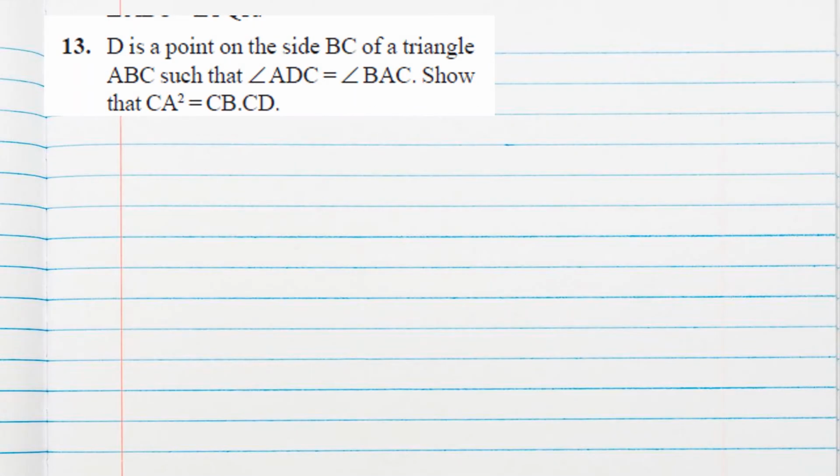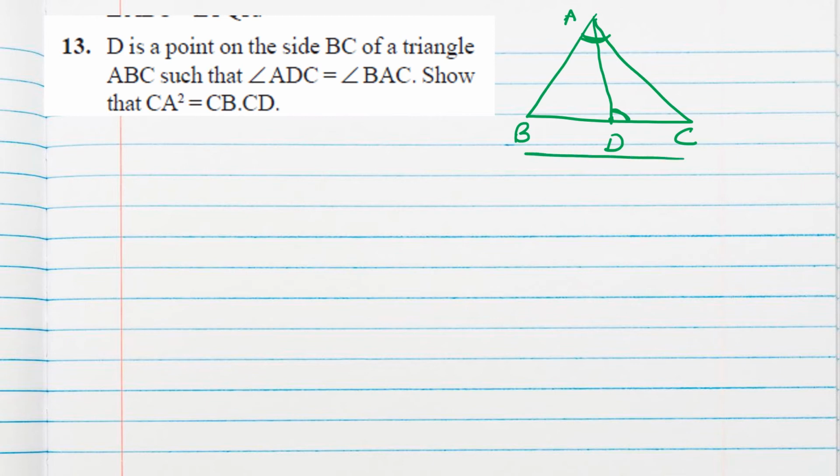Question number 13. D is a point on the side BC of a triangle. That means one triangle we should draw first. ABC. And D is a point on BC such that, that means we should join AD, angle ADC is equal to angle BAC. Show that CA square is equal to CB into CD.